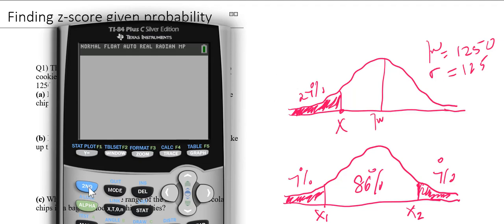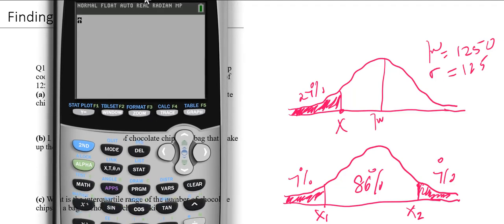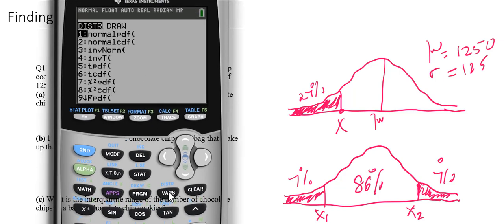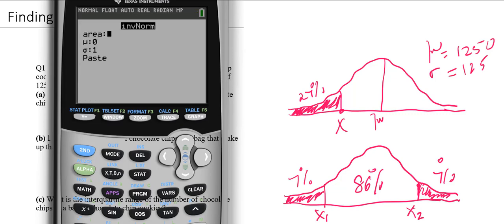And then you go to second, variables. Let me raise the calculator a little bit. And then you go to inverse norm. Press enter. And then for area, you need to enter the area to the left, which is 0.27. I'm going to enter that. And then for the mean, which is 1250. And the standard deviation, which is 125. If you leave the mean at 0 and standard deviation at 1, you will get the z-score, but we want the x value, so we're just going to get it at once.